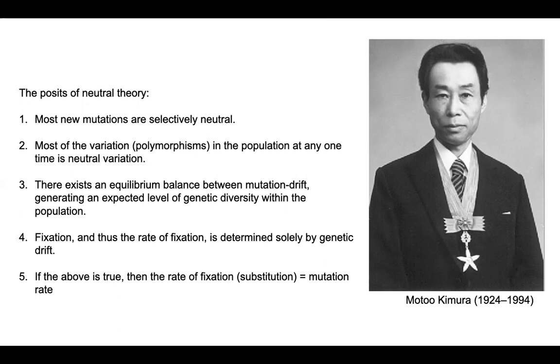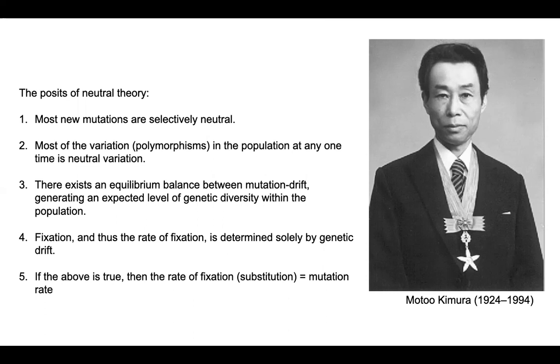Now, as Maynard Smith pointed out, these posits are, to some extent, independent of one another. One could be right and another could be wrong. But if the base premise is true, that most evolutionary change at the molecular level is caused by genetic drift, not by natural selection, then all 5 of these are necessarily true. To get some expectation about what each of these points mean conceptually, let's dig in a little bit on the mechanism of genetic drift.